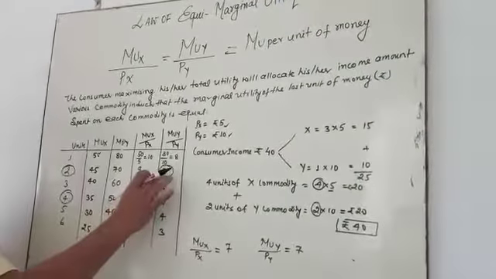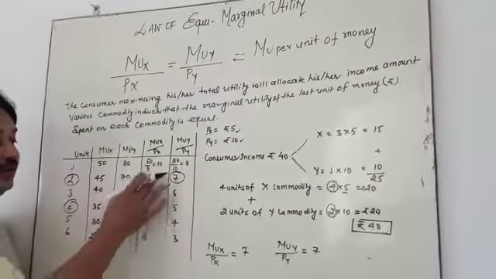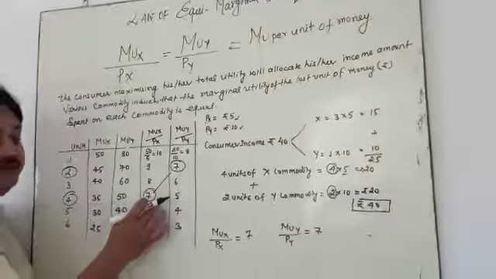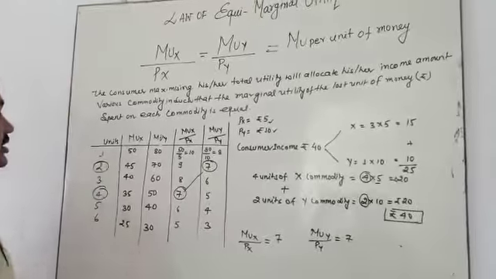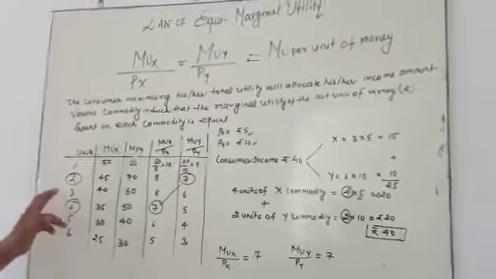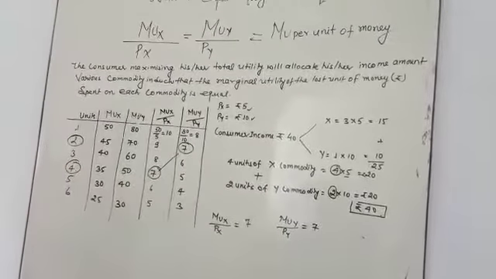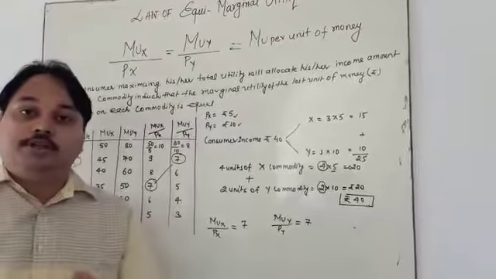Here you can also observe with the help of a graph, where MUX is 7; you find out where 7 is. With the help of this situation you can say that 2 units of Y commodity and 4 units of X commodity are going to be purchased. That is called equilibrium. Equilibrium is equal distribution.